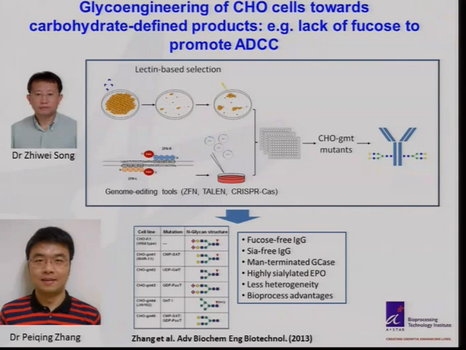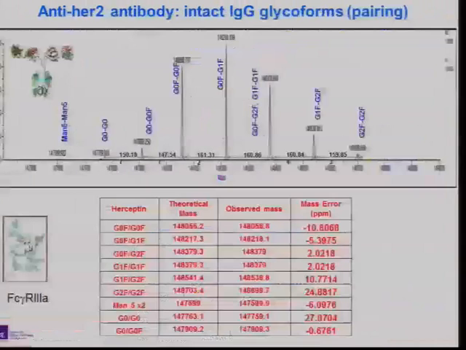And there's this publication, and last week I think a second publication came out from Zhang and Pei Ching and from my group. So I showed you this picture before. This is the anti-HER2 antibody, and this is data that came out from Singapore, from BTI. So this is the intact IgG glycoform study.